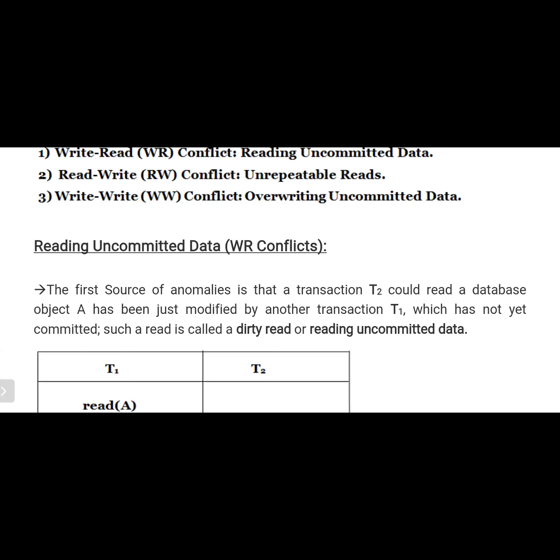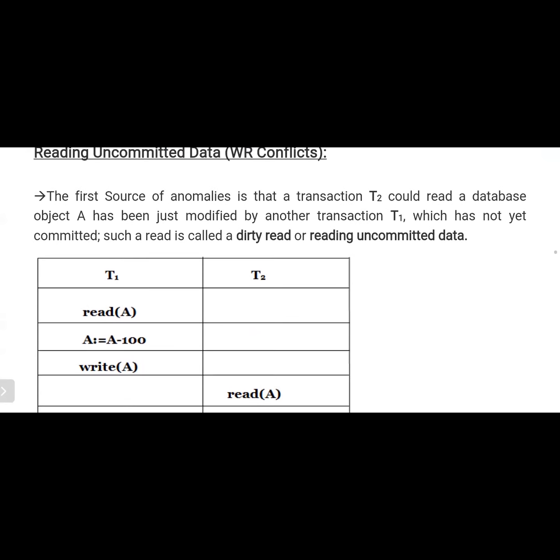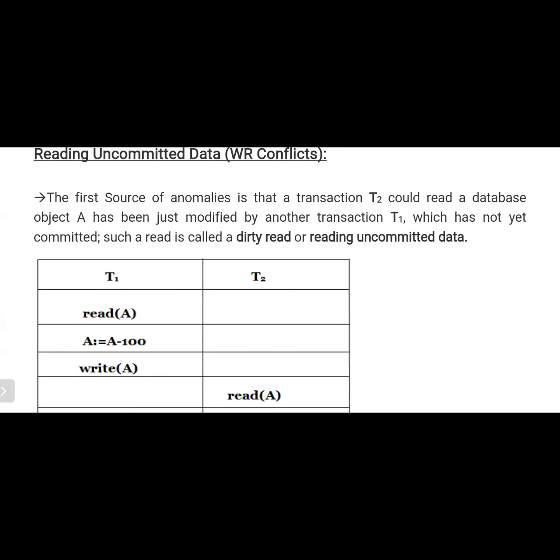So if we are reading uncommitted data, then what happened? That means we are retrieving some erroneous value. To explain through an example: the first source of anomalies is that transaction T2 could read the database object A that has just been modified by another transaction T1. T2 is performing the read operation, but A is still being modified by T1, and that modification is not complete up to now. That type of read will be referred to as a dirty read, or reading uncompleted data.